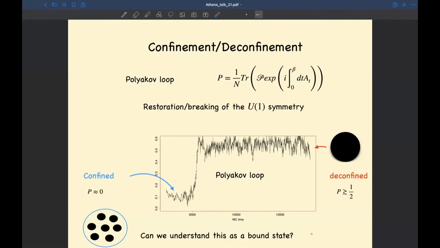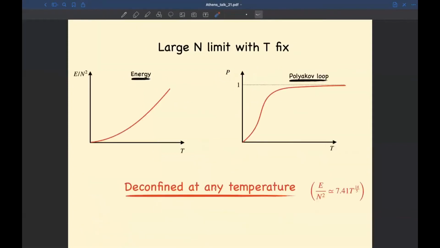And the question we wanted to ask and understand is in what terms can we understand this bound state? Now, of course, this doesn't mean that this is a confined phase, but I will show later evidence that indeed we have a confined phase. So the expectations from gravity is that, yes.